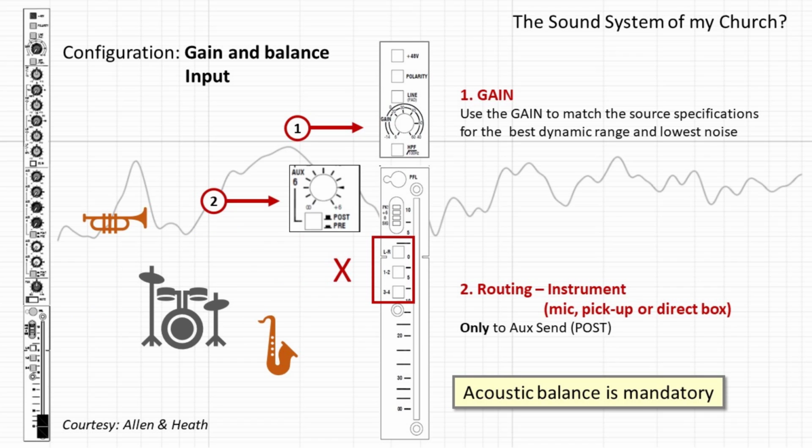For the instruments not amplified by your FOH system in the sanctuary, you will still need mics, but it's for the streaming service only. The only assignation is to the Aux Send channel, point 2. While doing this, balance is mandatory. Balance between different instruments of the band, balance between the band and the choir. And this is for the sanctuary as well as for the streaming feed.